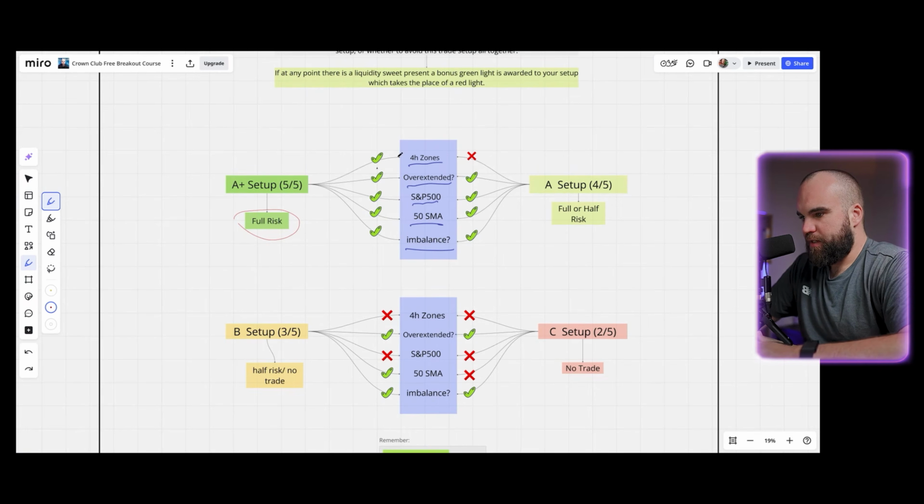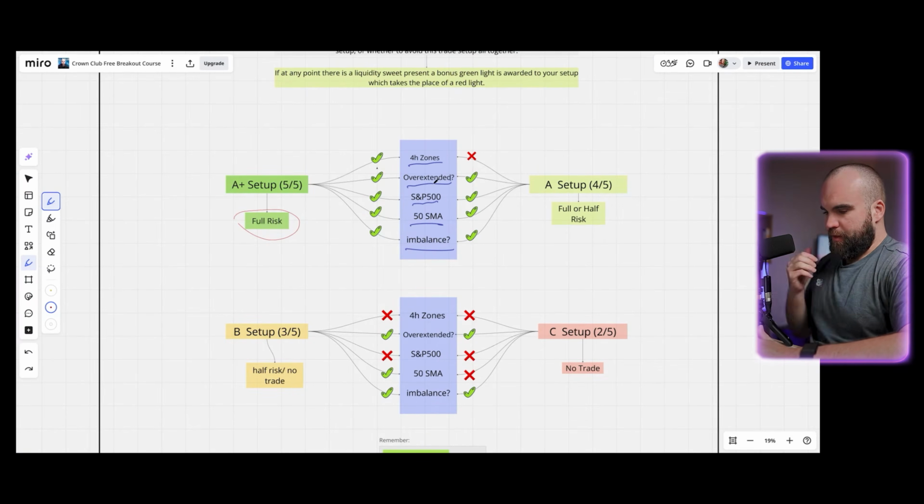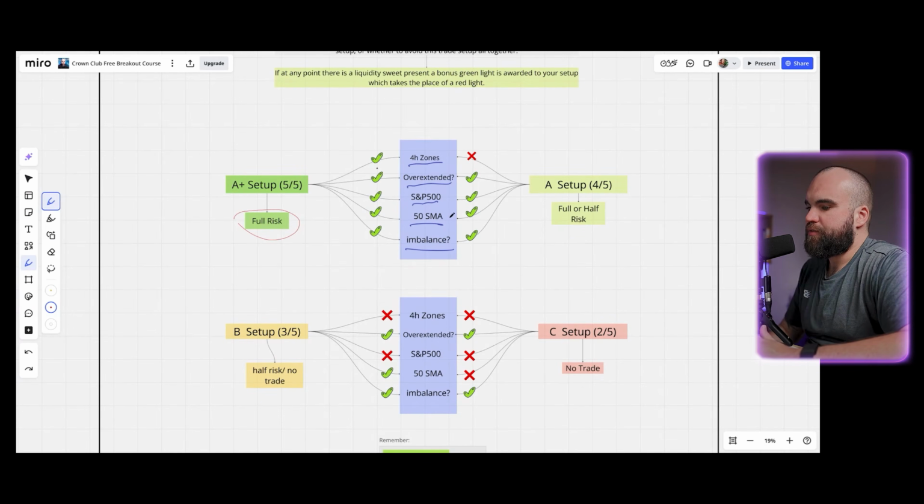So you can see here in this example, in an A setup, the 4-hour zones are against us. We aren't overextended. The S&P 500 is in confluence with us. The 50 SMA is in confluence, and we don't have any imbalances. So it's a 4 out of 5, okay?